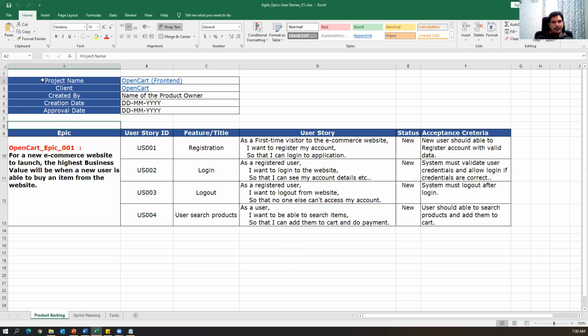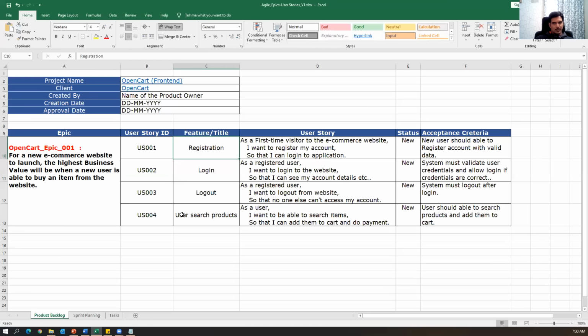He will prepare some information like this, and this is a sample epic for an e-commerce application, for the OpenCart application. For a new e-commerce website to launch, the highest business value will be when a new user is able to buy an item from the website. So this is an epic. For that, we will have multiple stories, and these stories will be created by the product owner.